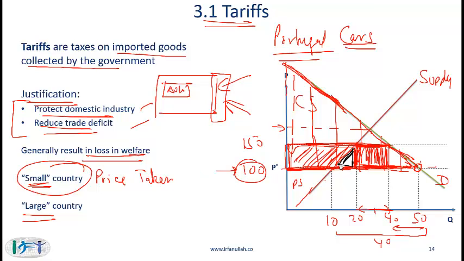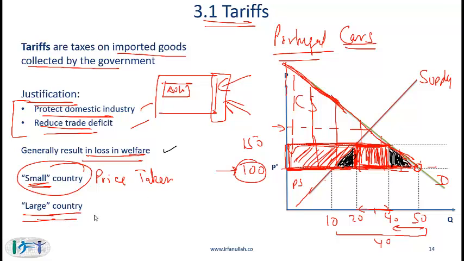These two triangles over here and over here represent the loss in welfare to the country. Why? Because this particular area is lost and it's not going to anyone. If we connect this with material that we saw earlier in economics, this was called the deadweight loss, and in this particular reading we are calling it the loss in national welfare. And that's what we mean by this statement over here, that tariffs generally result in a loss in welfare.